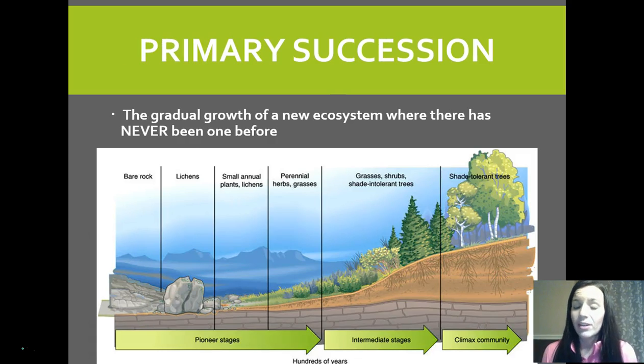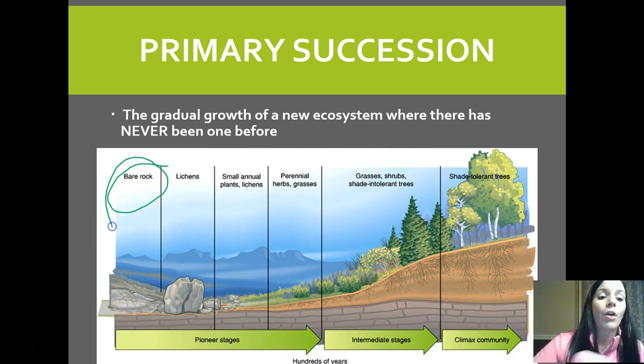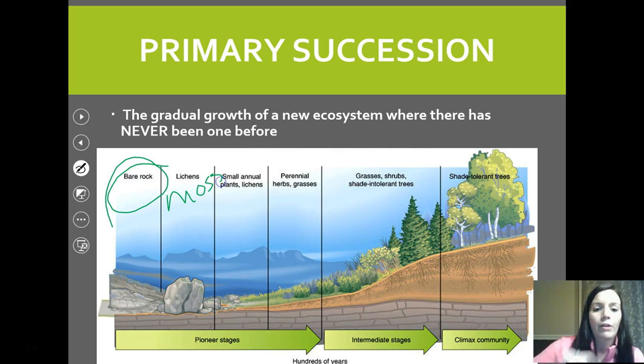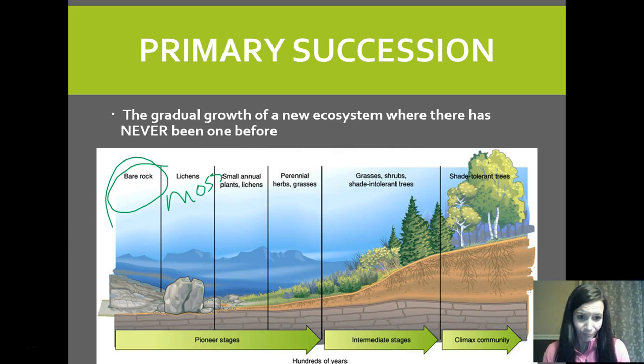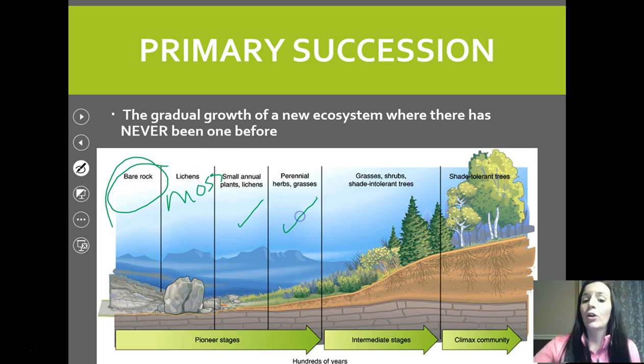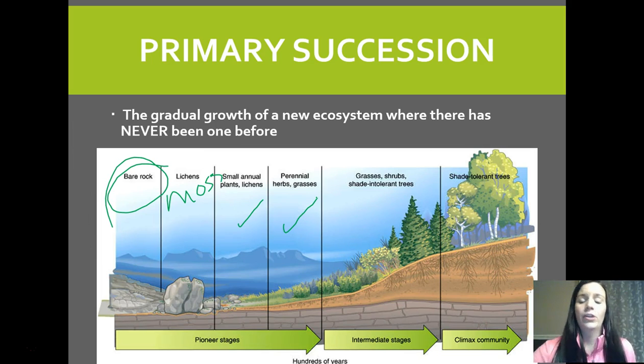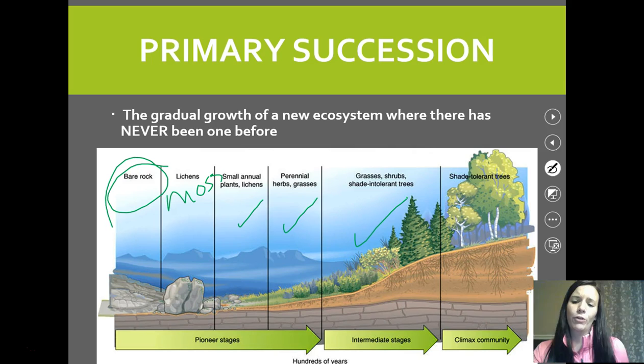First is primary. This is the gradual growth of an ecosystem where there has never been one before. AKA, we're starting from bare rock. So after bare rock, you have lichens and moss that grow, and they eventually form some sort of soil substrate for other plants to start growing. Then you're going to get small annual plants, then perennial herbs and grasses, then you start getting your shrubs and some of your trees that are shade tolerant, and then finally you get your major trees. These are things like oak trees, your hardwood trees.